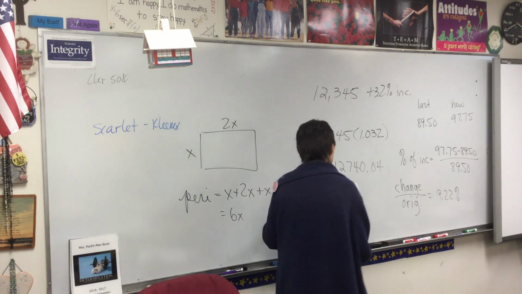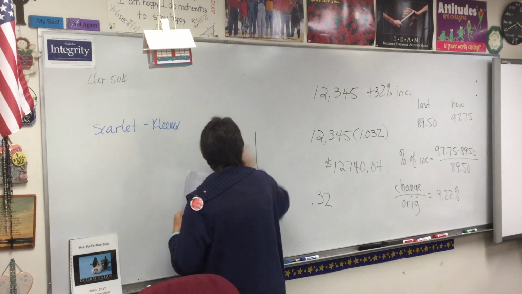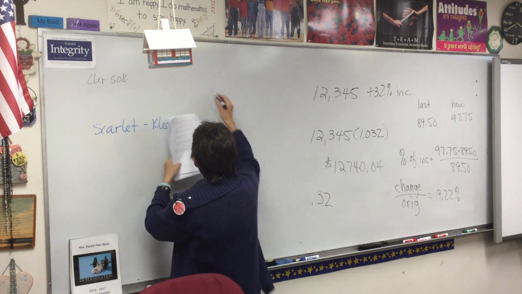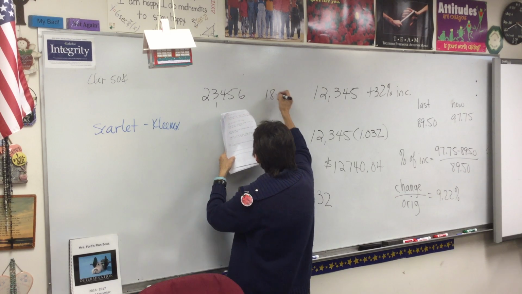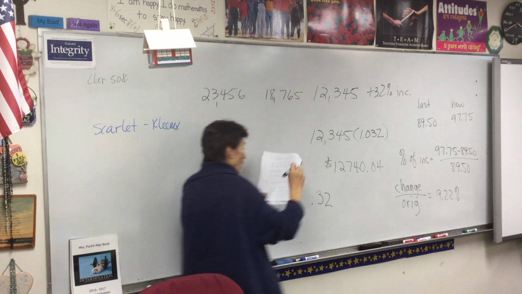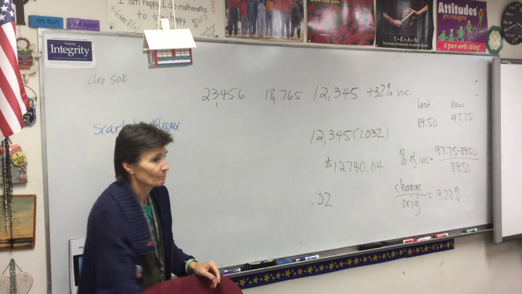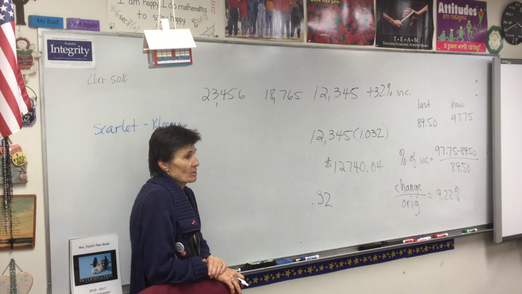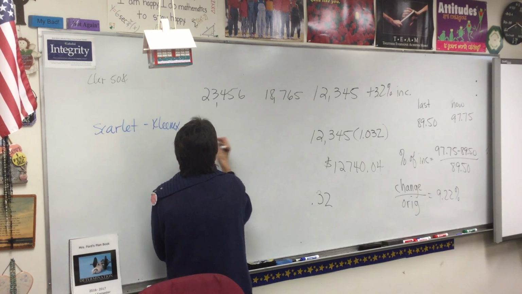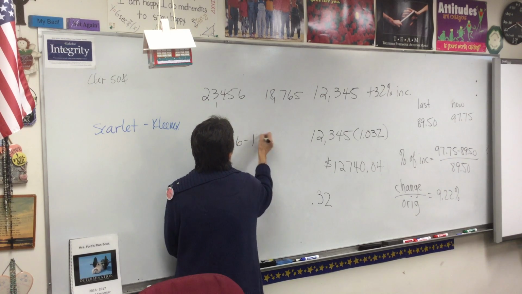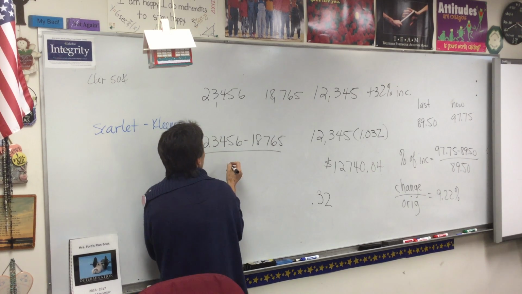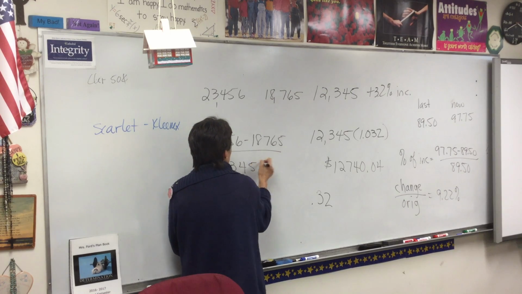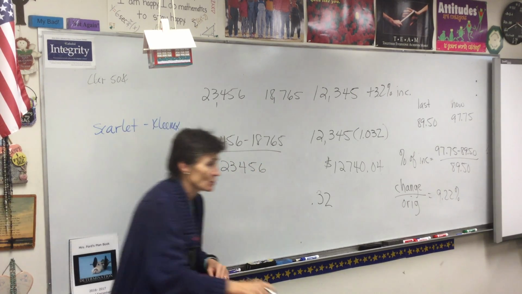That's what C is, so let's get C done. C says a car was worth 23,456 when you bought it, but you drove out of the dealership and now it's worth 18,765. What is the percent of decrease? So how did we say we were going to do that? It's the change, so that would be 23,456 minus 18,765. It doesn't really matter what order you do that subtraction in, but it does matter that you're dividing by the original. You must divide by the original.